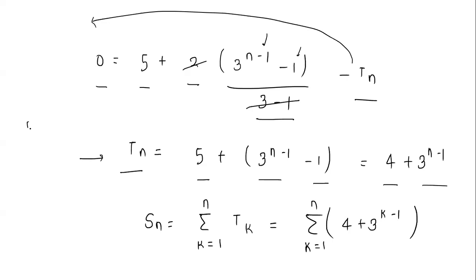If you put n equal to 1, 4 plus 1 is 5. So this is the first term in the given series. If you put n equal to 2, it becomes 7. If you put n equal to 3, it becomes 13. So we found the general form of the given series.